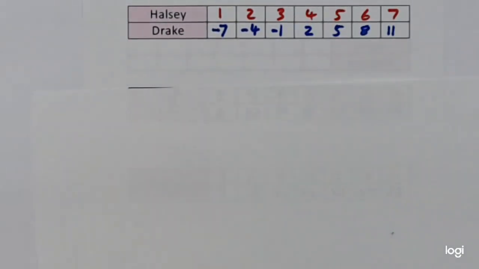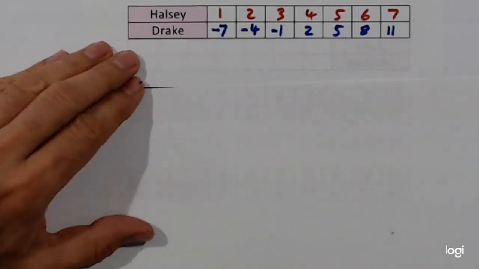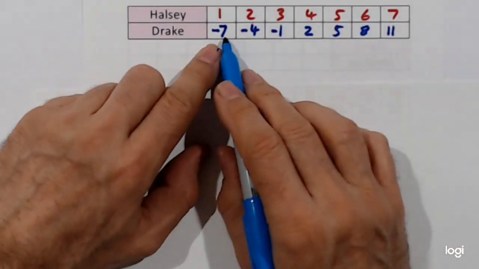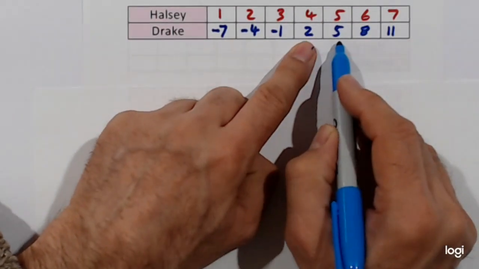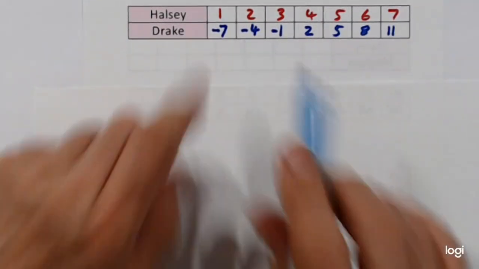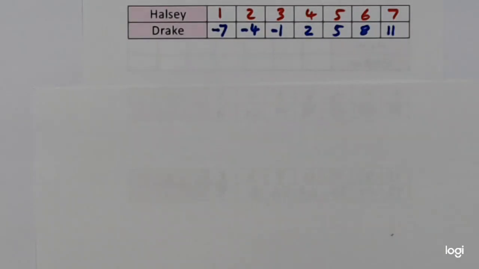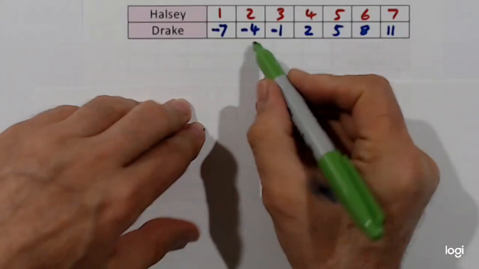Halsey and Drake. Okay. This is looking hard. So if you don't like negative numbers, go up here where they're nice. I don't mind, so I'm going to stay down here. And I'm going to change color because I'm getting sick of looking at blue. I'm going to go green.